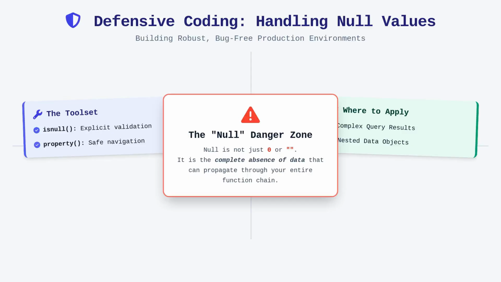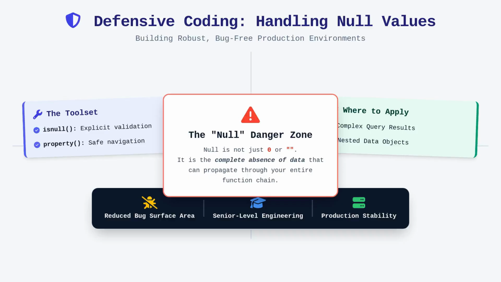Treating data with this level of caution is the hallmark of a senior developer who understands that robust applications are built on defensive coding practices. By checking for the presence of data before attempting manipulation, you drastically reduce the surface area for bugs to emerge in your process models and user interfaces. This habit of defensive coding will serve you well, not just during the examination, but in every production environment you will ever support.